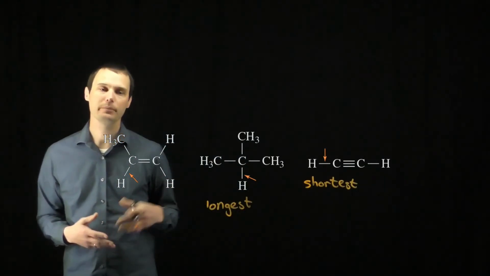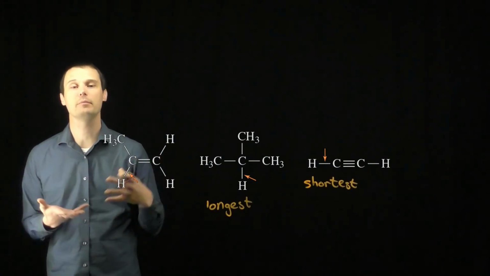Therefore, the sp2 carbon, the one that's in the middle of hybridization, will have the bond length that's in the middle of the other bond lengths.